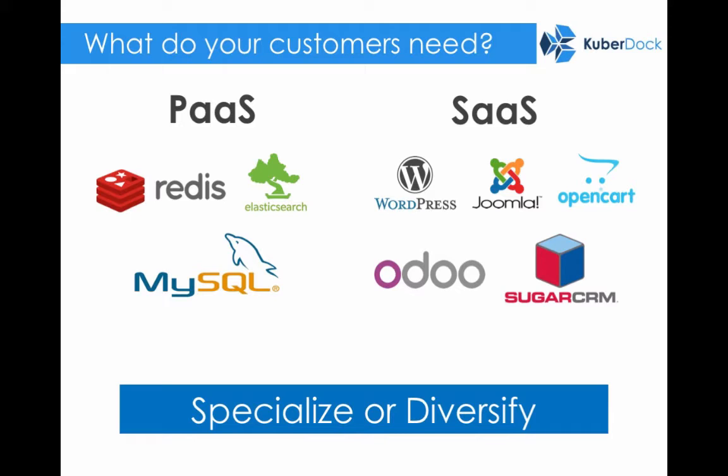At the same time, you might find yourself offering a mix of infrastructure products, like platform products such as database or Tomcat, and fully blown applications like Redmine or WordPress.